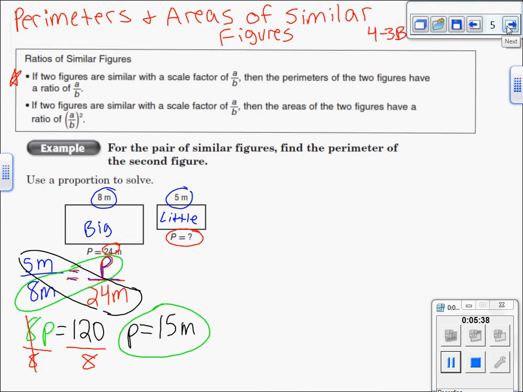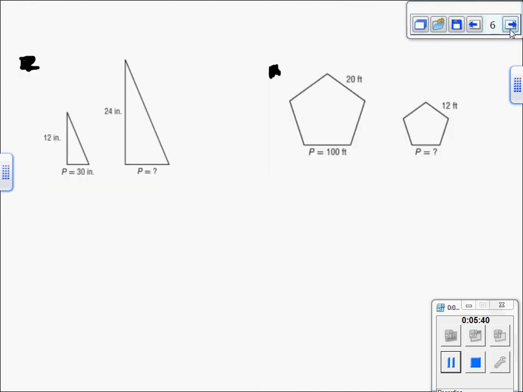So now let's try another example. We'll come back to the area, what happens with the area in a little bit, but we're going to focus on perimeter for now. So now in these two examples, we'll call these number 2 and number 3. We're going to show how we're going to use a proportion to solve for both of these. Now, they both are similar figures that we're assuming that's given right now, and our job is to find the perimeter of the missing figure.